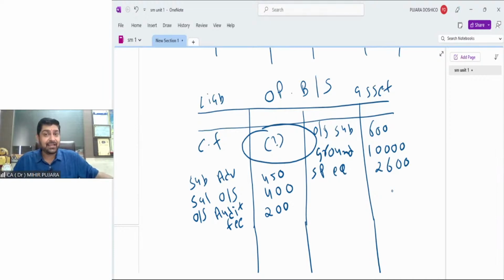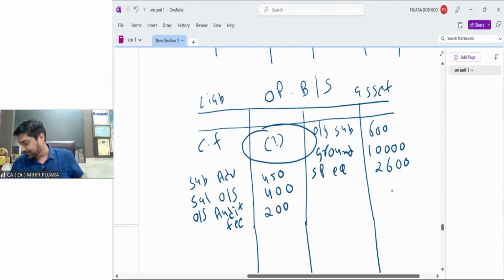In 2019, that is last year, the club has raised a bank loan of 2,000. So last year they took a loan of 2,000. This was outstanding throughout 2020. What does it mean, friend? It means this loan is outstanding for both the years.